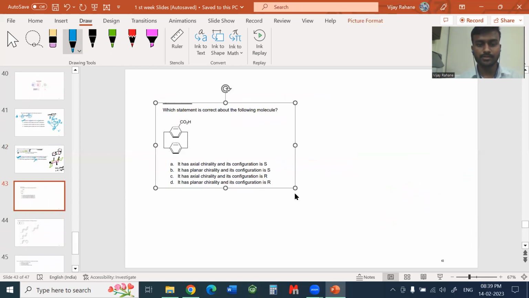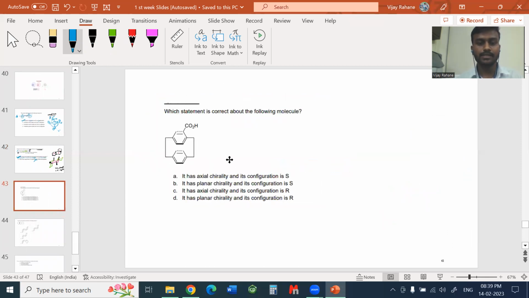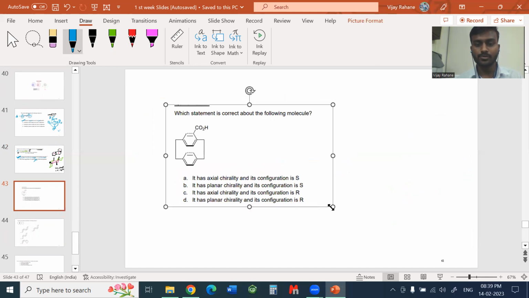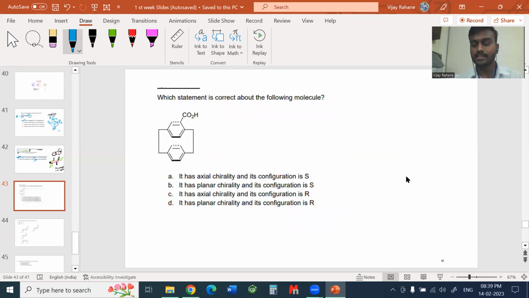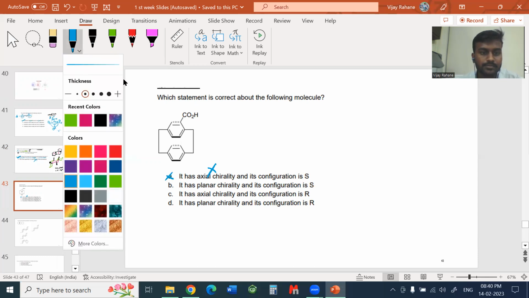Another question given is from chirality. Which statement is correct about the following molecule? The first option: A is axially chiral. Wrong. This one, we know these systems have planarity due to the chiral plane, right? Planarity, chiral plane. So the first option is the wrong option. I'll just make it small.